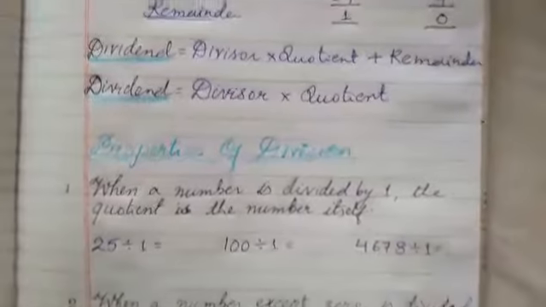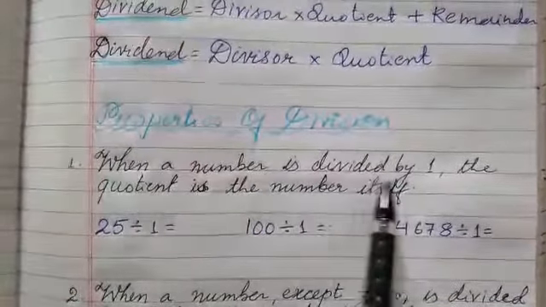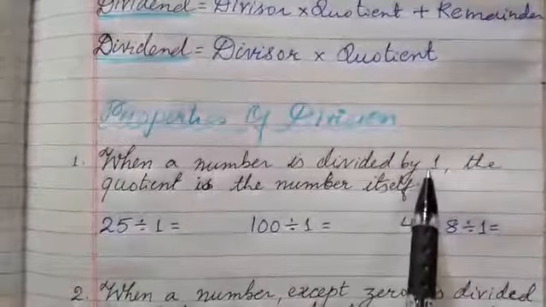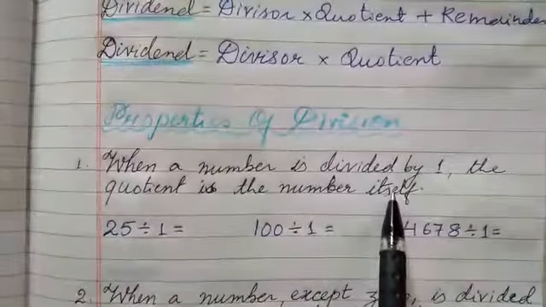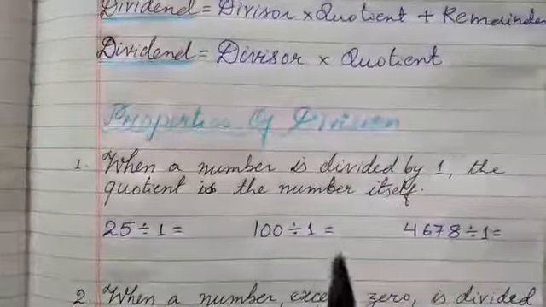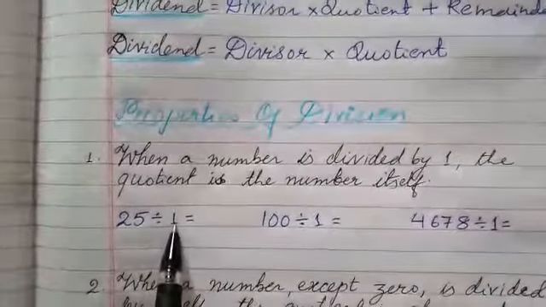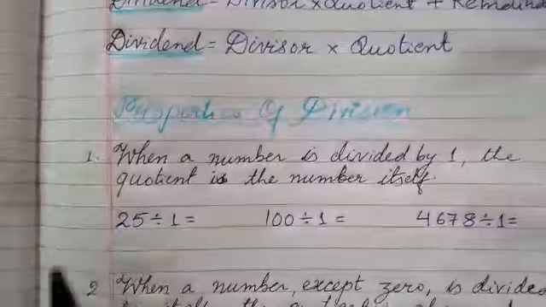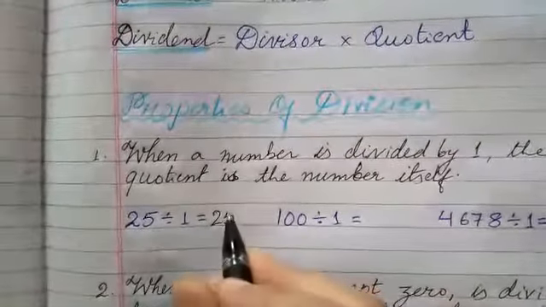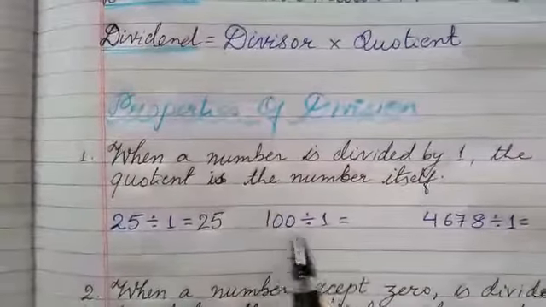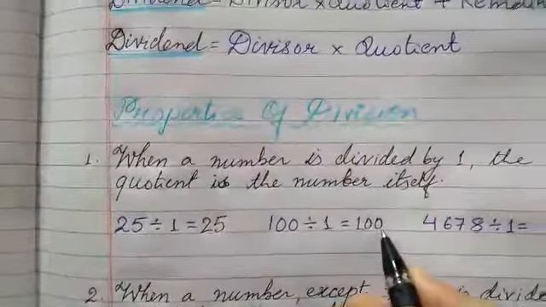Okay, now let us come to the properties of division. There are 3 properties. When a number is divided by 1, then the quotient is the number itself. Means when we divide any number by 1, we get the number itself. So 25 divided by 1, we know that 25 1's are 25. So 25 will be our answer. 100 divided by 1 is 100. Same number, we get the number itself as the answer.